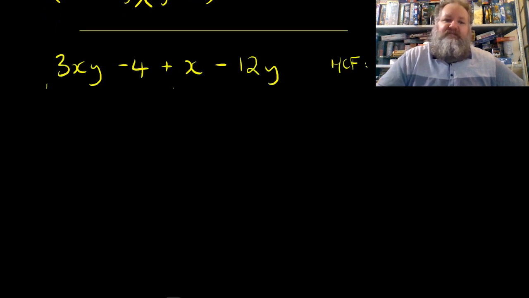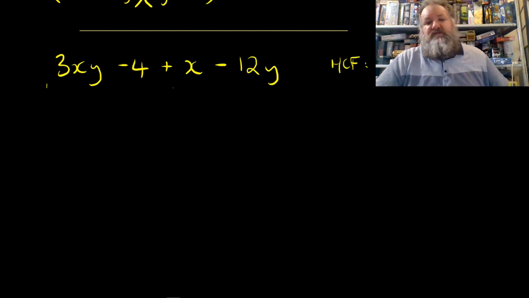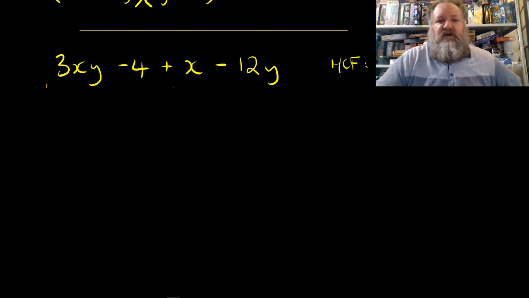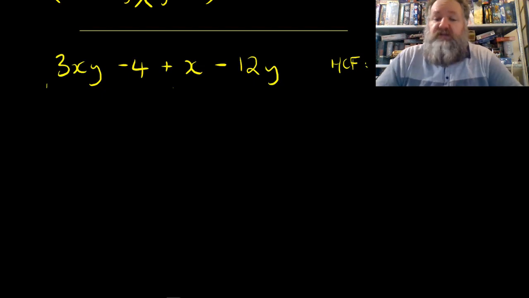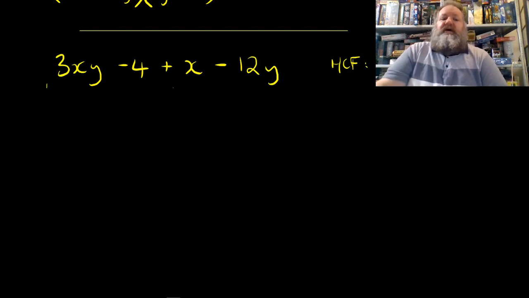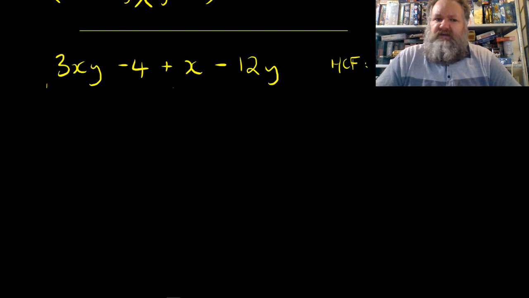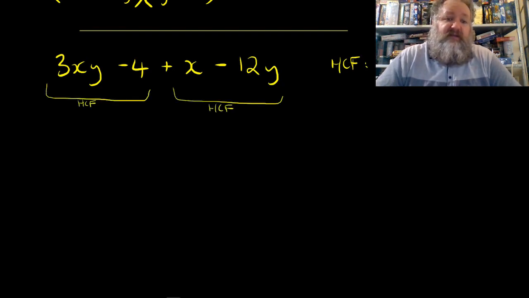Here I've got my terms, 3xy minus 4 plus x minus 12y. I know that there is no highest common factor. Now you might think it's strange that I'm always checking for that, but you should. You always should check for a highest common factor because it makes things a whole lot easier if you do. There's no highest common factor, so I can factor by grouping.